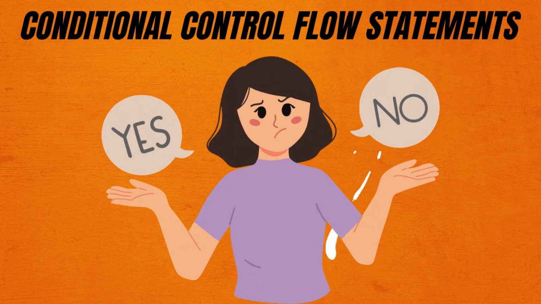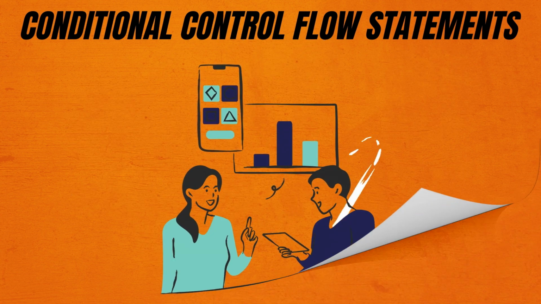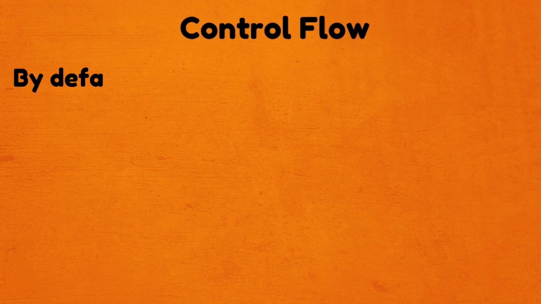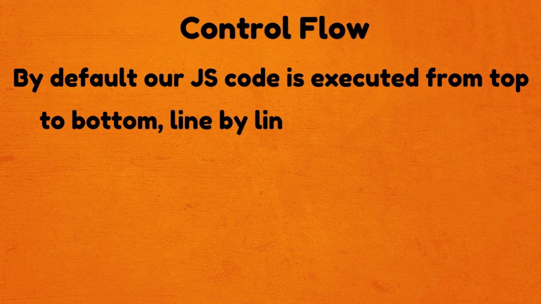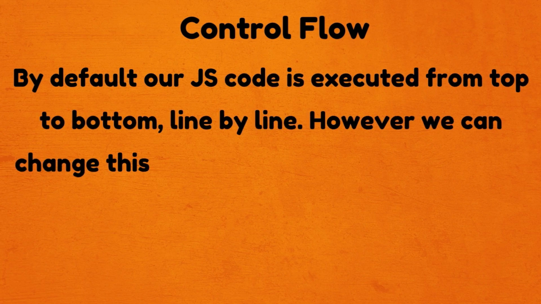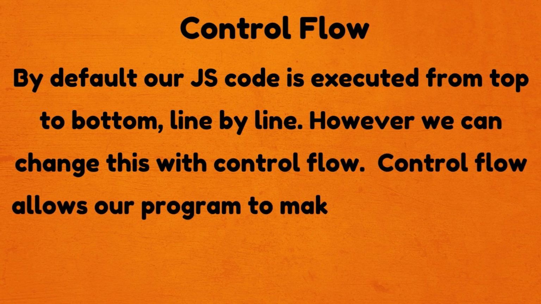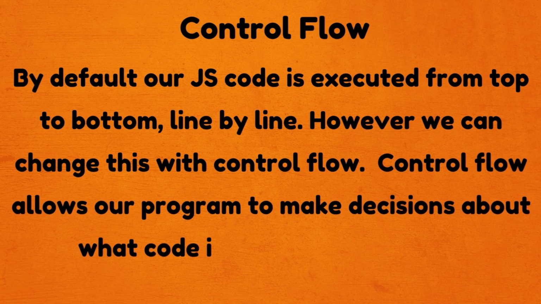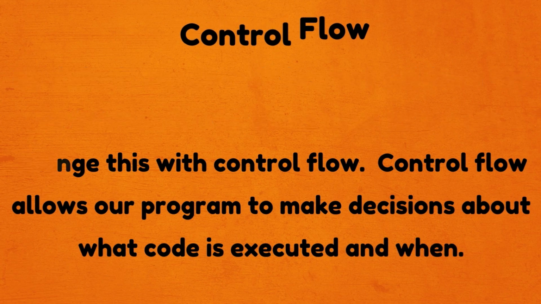By the end of this episode, you'll understand how to make decisions in your JavaScript programs, making them more interactive and dynamic. So let's get started. What is control flow? By default, our JavaScript code is executed from top to bottom, line by line. However, we can change this with control flow. Control flow allows our program to make decisions about what code is executed and when.